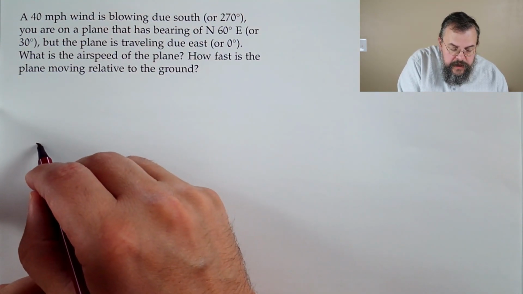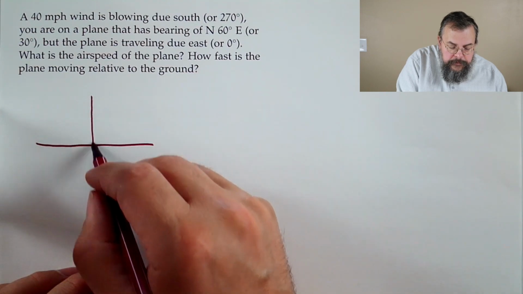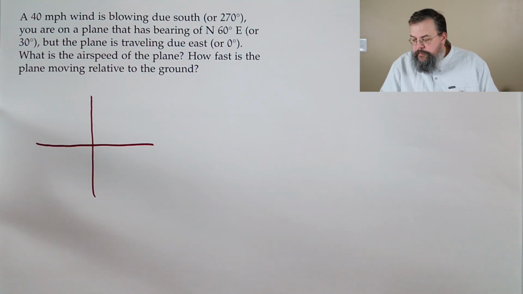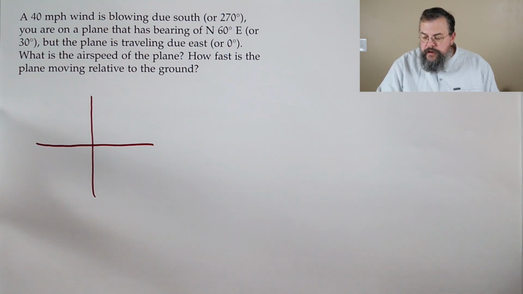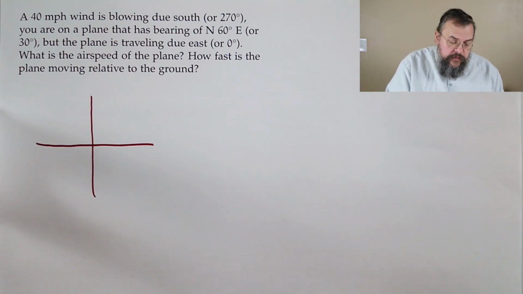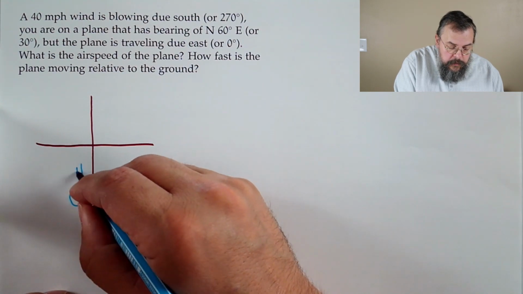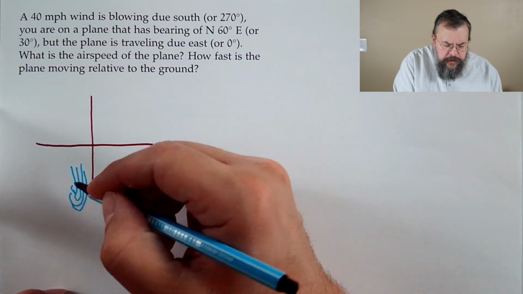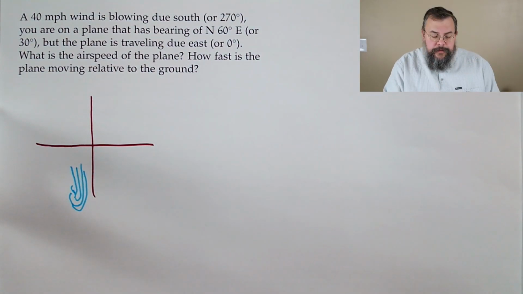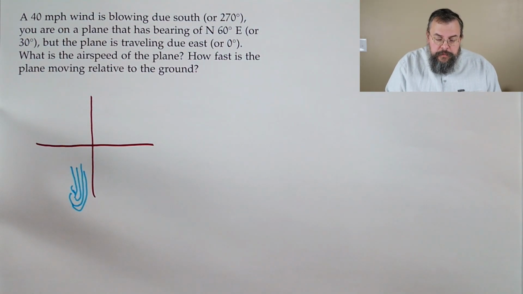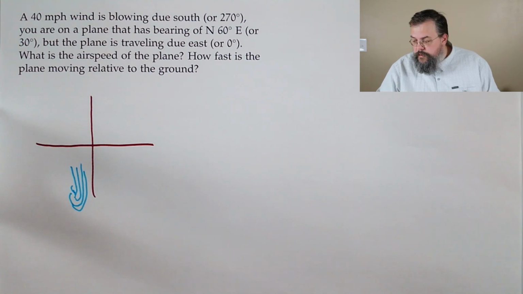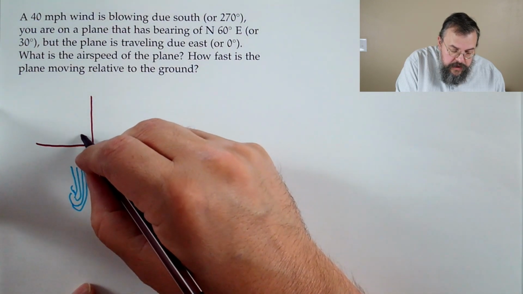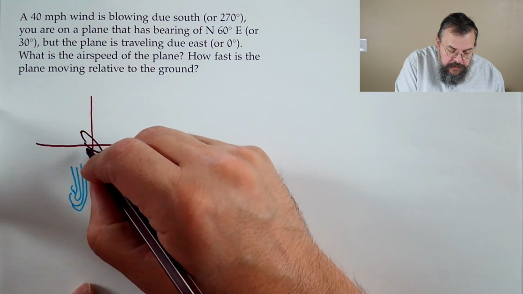So we can set that up, and there's a wind blowing due south. Okay, so we put in our wind, and we know it's going directly south. So here's our wind coming along, blowing to the south. And we're on a plane. Okay, cool, a plane. So we'll draw ourselves a little bit of a plane here. And so here's our plane.